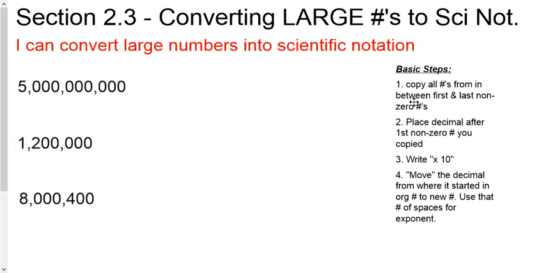Copy all the numbers from in between the first and last non-zero number. So here's my first non-zero number. It's also my last, so that's what I copy down. Place the decimal after your first non-zero number you copied. Well, there it is. If there's only one number that you wrote down, don't worry about putting a decimal. And then write times 10. So here we go, times 10.